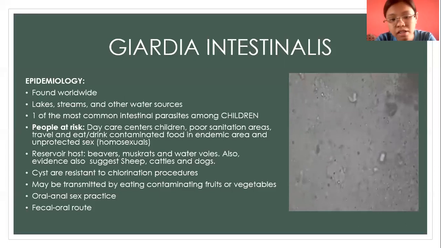area, and unprotected sex. So, bakit unprotected sex? Then, homosexual. So, kasi uso sa kanila kapag homosexual is anal sex. Alam naman natin na sa anus, dun po lumalabas yung ating feces. So, ano nangyayari? Pag nag-oral anal sex, sinubo sa bibig. Yan. So, maiingest mo yung Giardia intestinalis.